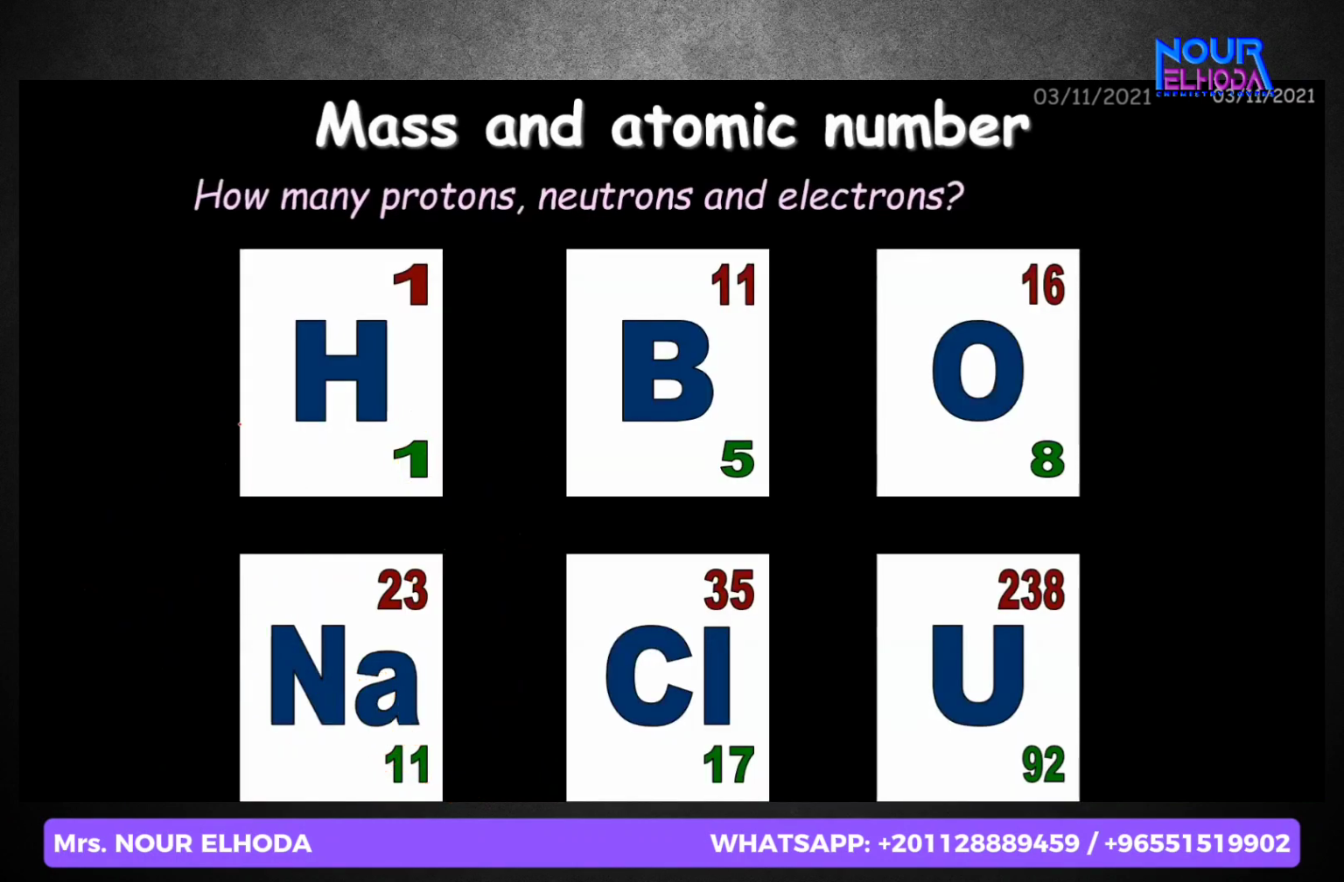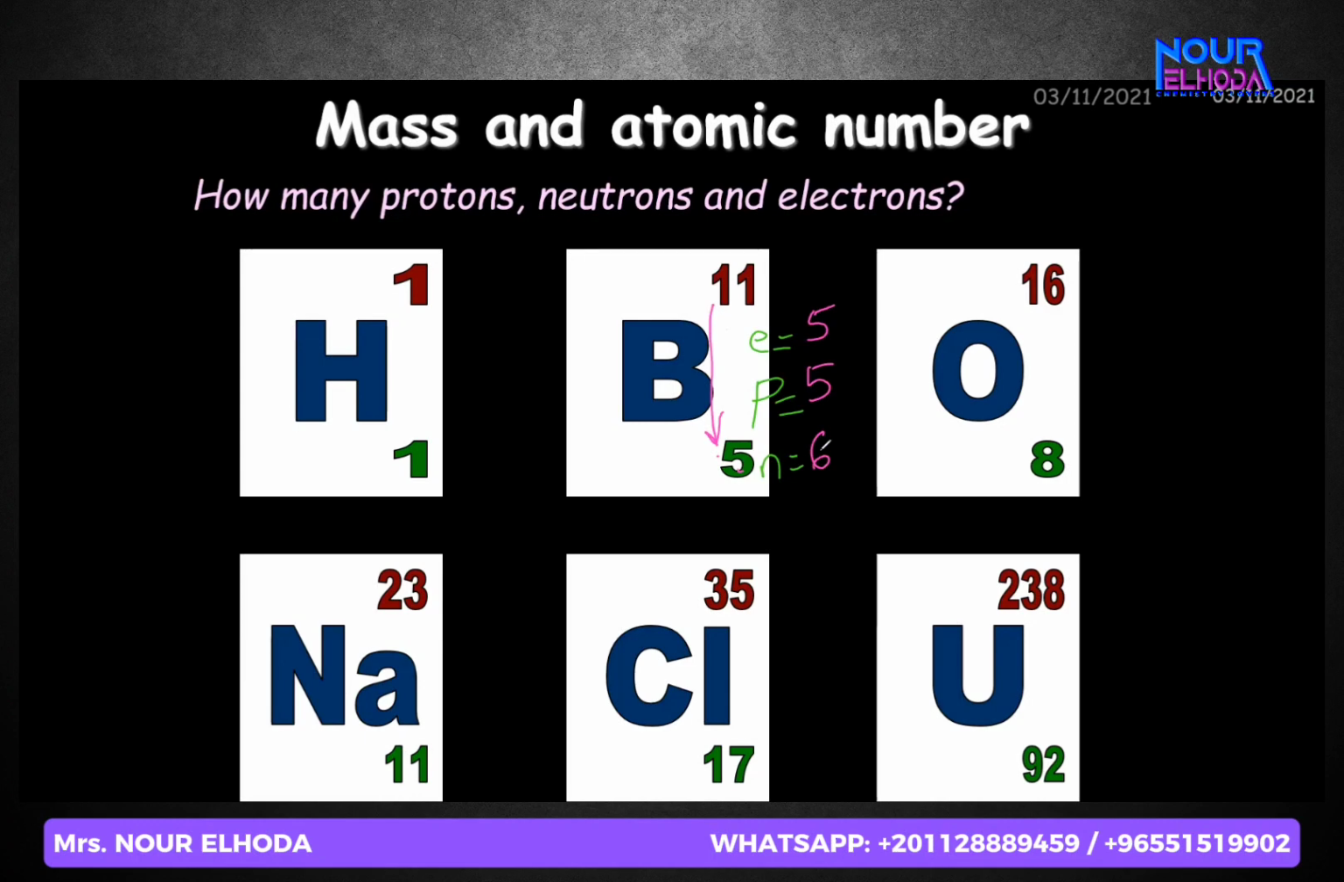Okay, let's do boron. How many electrons? Write for me in the chat. How many protons? How many neutrons? Good job. Electrons, you are going to choose the small number. So I'm going to say 5. Protons are also 5. If I want to get the neutrons, you will subtract this one minus this one. So it will be what? It will be 6. Good job.